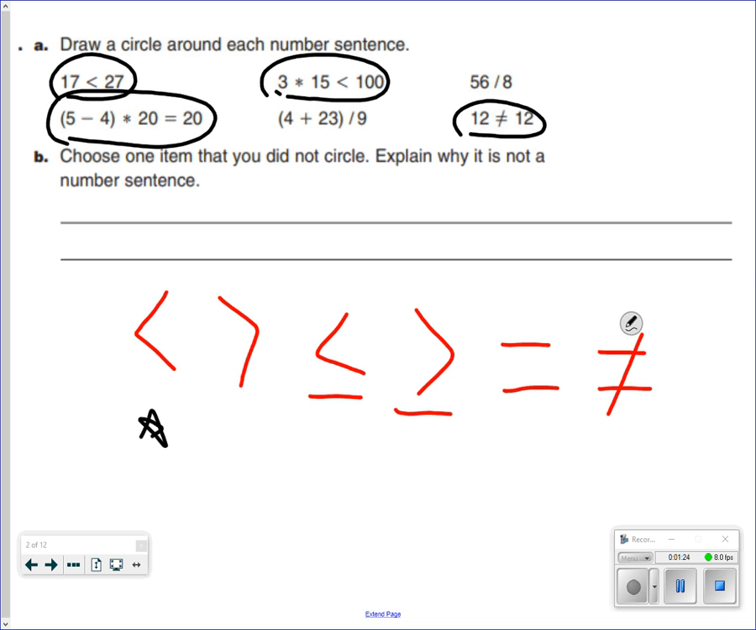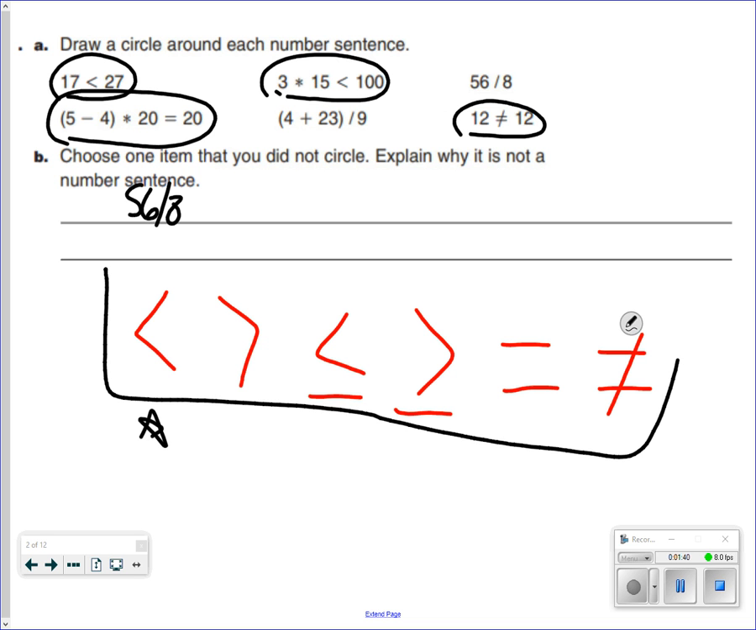Choose one item that you did not circle. Explain why it is not a number sentence. I chose 56 divided by 8. It is not a number sentence because it doesn't contain a relation symbol. And the relation symbol is one of these symbols right here. So keep that in mind when we are trying to find number sentences.